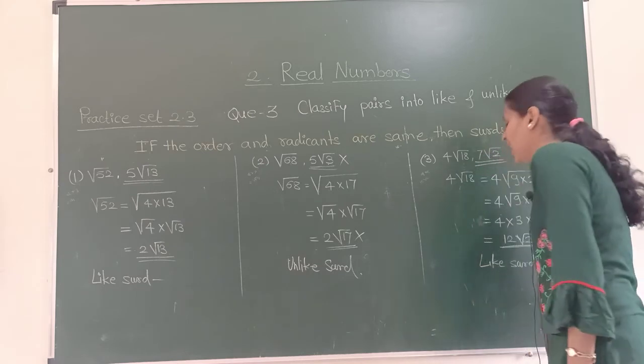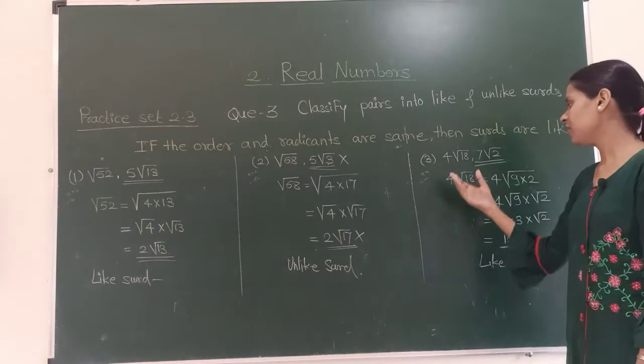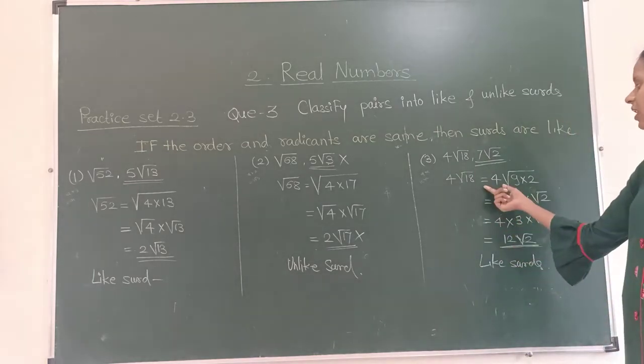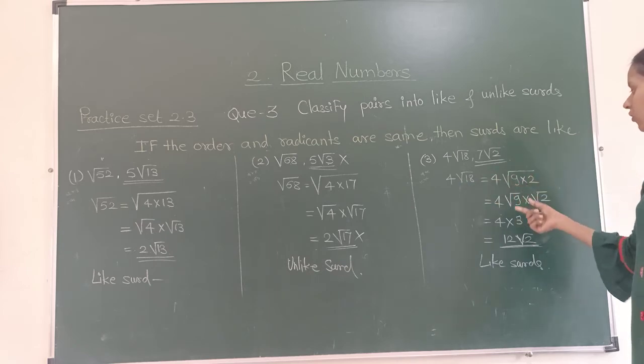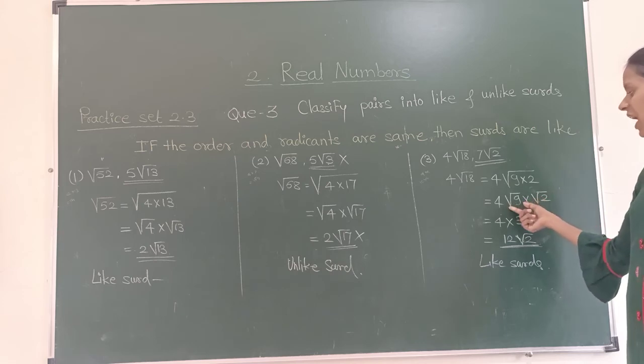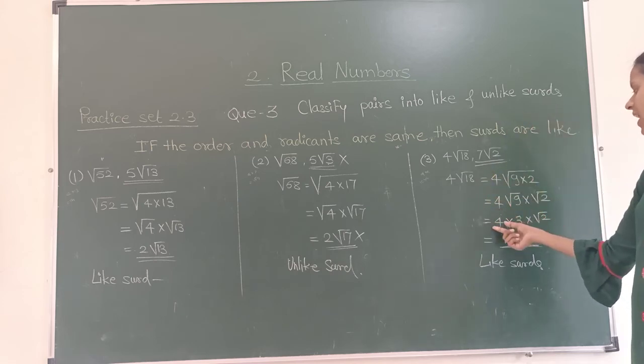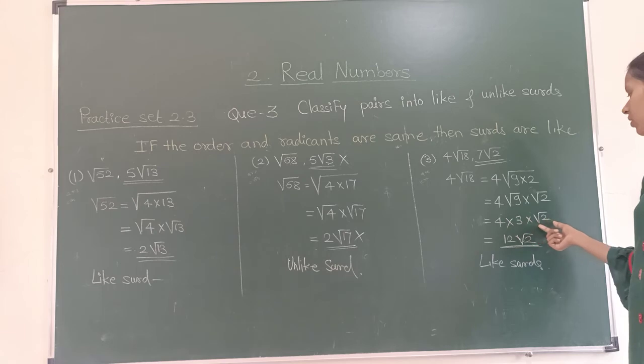They are like surds because if we further factorize, 4 into 18 can be factorized as 9 into 2. We can write it as under root of 9 into under root of 2 separately. If 9 comes outside the under root sign, it will become 3. So 4 into 3 under root of 2. 4 3s are 12, 12 under root of 2.